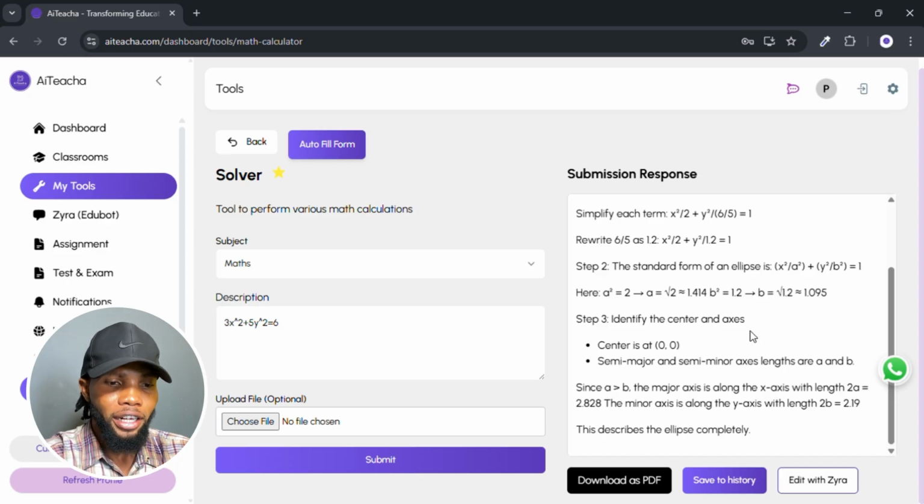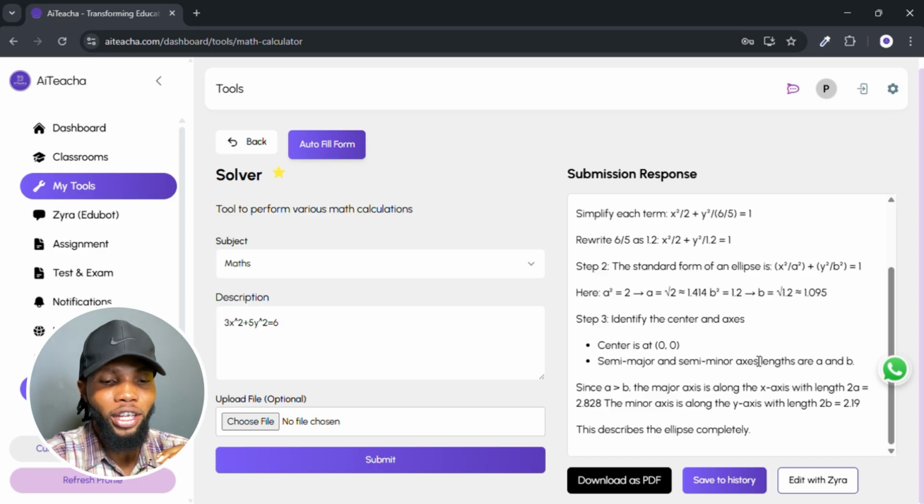Since a is greater than b, the major axis is along the x-axis with length 2a equals 2.828. The minor axis is along the y-axis with length 2b equals 2.19. This describes the ellipse completely. And that is just how AiTeacha solves any equation.